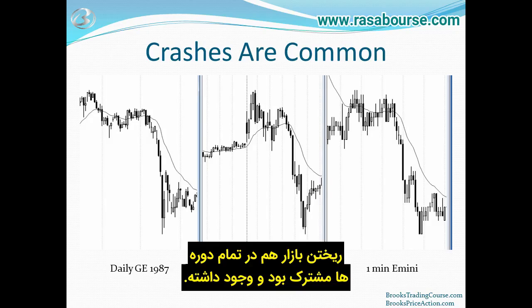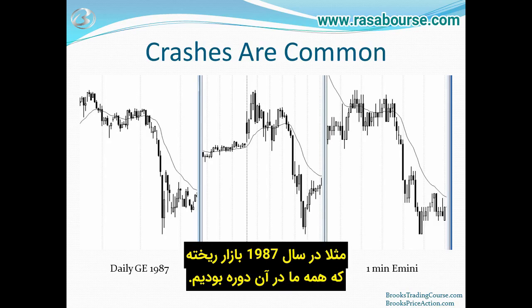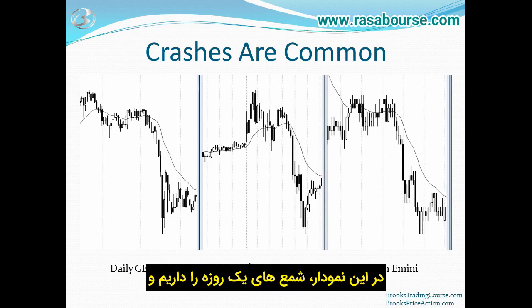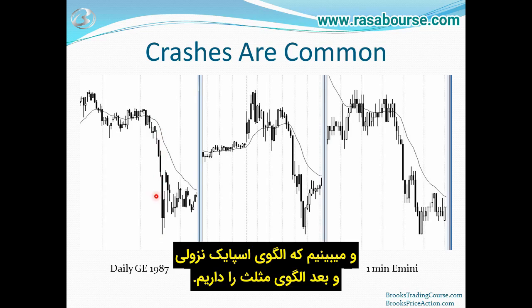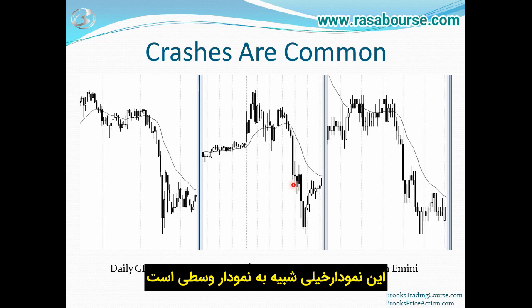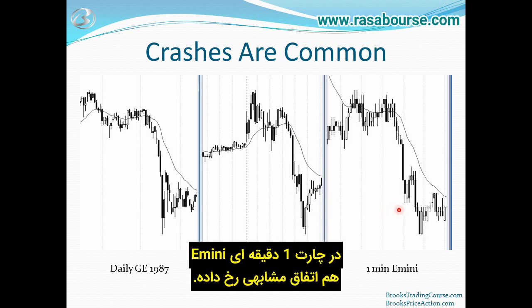Crashes are common. 1987, most of us were around in 1987, and this is a daily bar chart of General Electric during the crash of 1987. Big bear spike and then a triangle. It looks pretty much the same as this 5-minute chart of Costco. A big bear spike and then some kind of a pullback. And the same as a 1-minute chart of the E-mini.